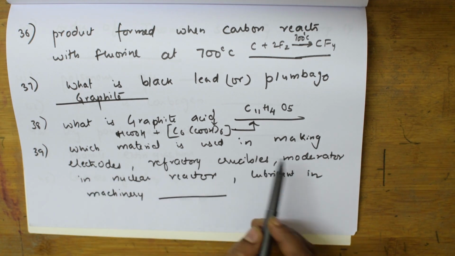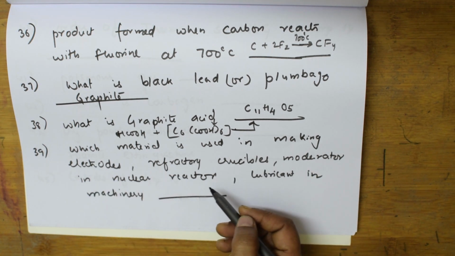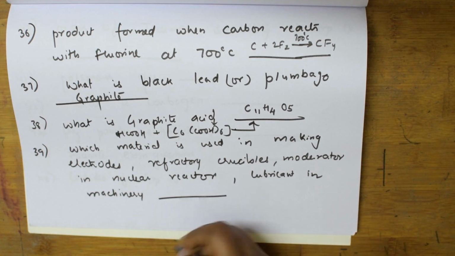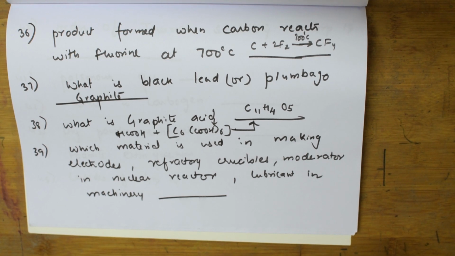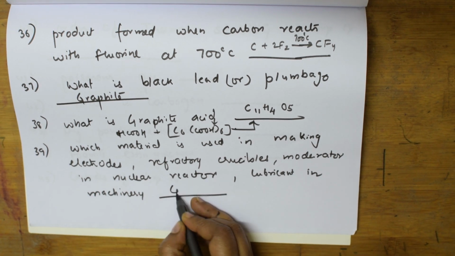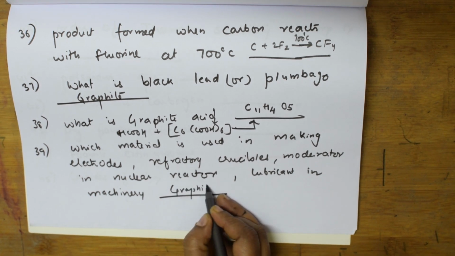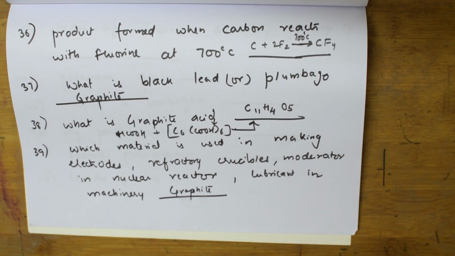Which material is used in making electrodes, refractory crucibles, moderator in nuclear reactors, lubricants in machinery? Basically, why did I give this question? Because in application-based questions, they give you the uses and ask you to find the correct element. Graphite is the element which is used in all these. Okay, remember this. Next question.